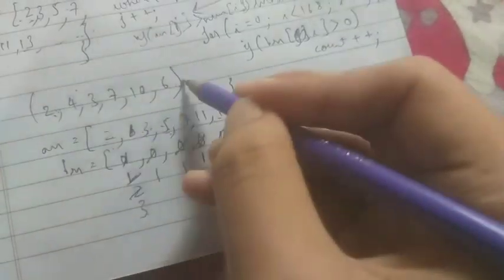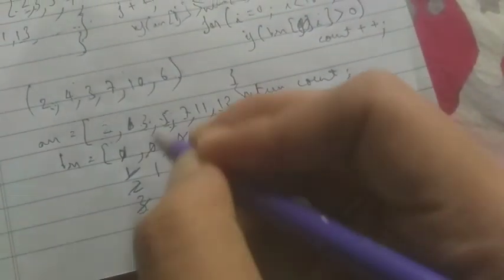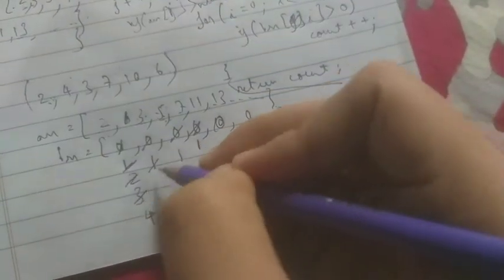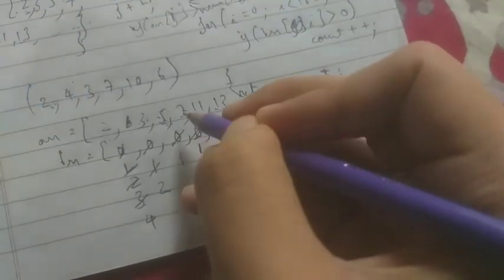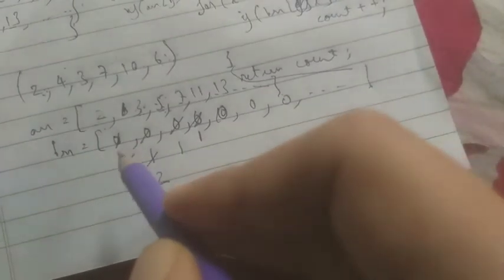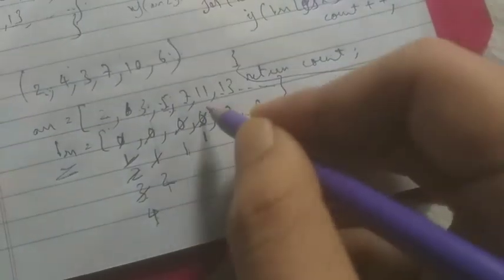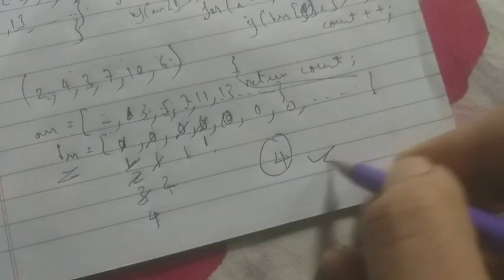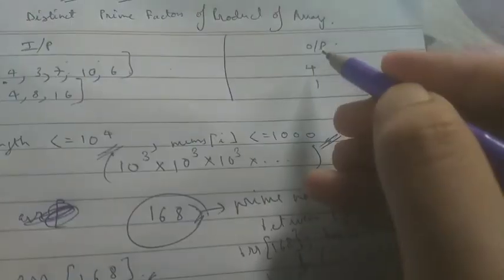For 6, 2 divides 6, yes. 3 divides 6, yes. 5 divides 6, no. 7 is greater than 6, so we don't have to check. Now we have to find the number of elements in BRR which are greater than 0. This is greater than 0, this is greater than 0, this is greater than 0, this is greater than 0. So there are 4, and the output was 4.